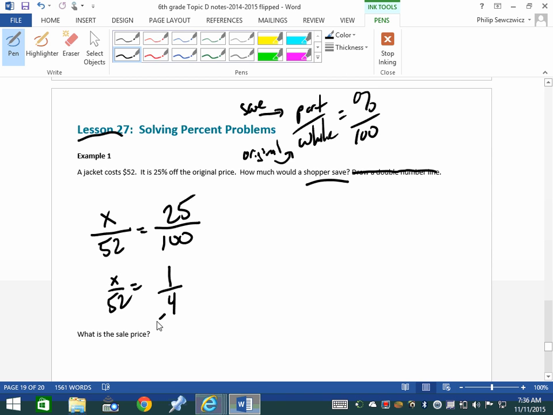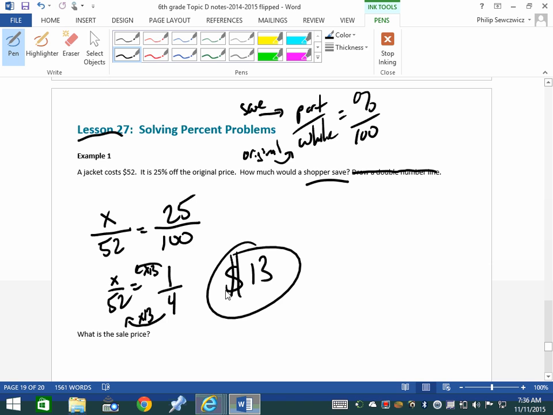Oh, this is nicer. 4 times what is 52? All right, so this is where you can reach for your calculator. I don't know what that is off the top of my head, so what type of problem are you going to type in? Yeah, you should be typing in a division problem. So 52 divided by 4 gives you 13. So I know that we're going to multiply by 13. And that's nice here because 1 times 13, oh my goodness, is 13. So how much are we going to save? We're going to save $13.